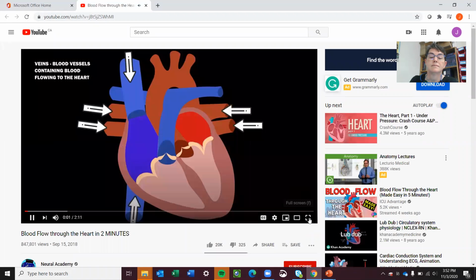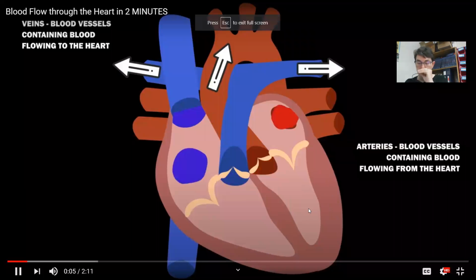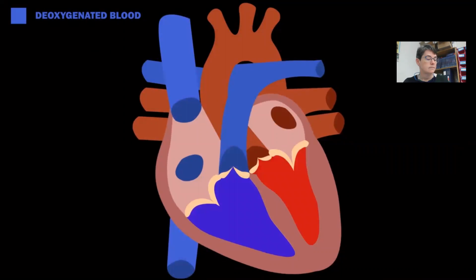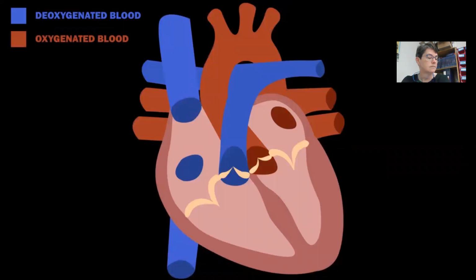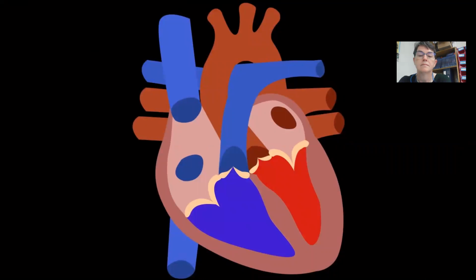Veins are blood vessels containing blood flowing to the heart, while arteries have blood flowing from the heart. The blue is representative of blood vessels containing deoxygenated blood, while the red blood vessels have oxygenated blood fresh from the lungs. Now, let's follow the path of the blood through the heart.